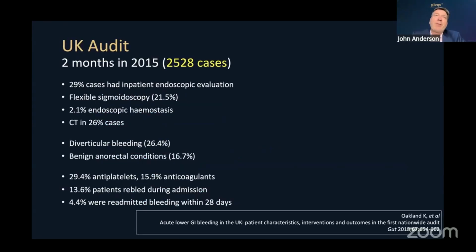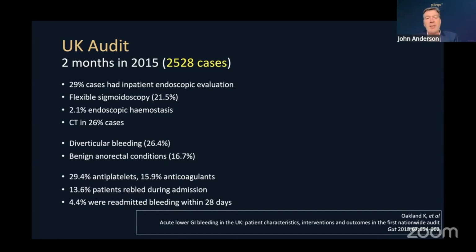Now, I guess things changed about 10, 12 years ago. Initially there was a UK audit, and this is UK and European centric, which looked at 2,500 cases. Interestingly, less than a third of them had an endoscopic evaluation. And of the ones who did, flexible sigmoidoscopy was the most common thing to be done. Very few of them required any form of haemostasis, 2.1%, and lots of them had CT scans. And as you'd expect, diverticular disease was a big component of the diagnosis, along with the benign stuff.